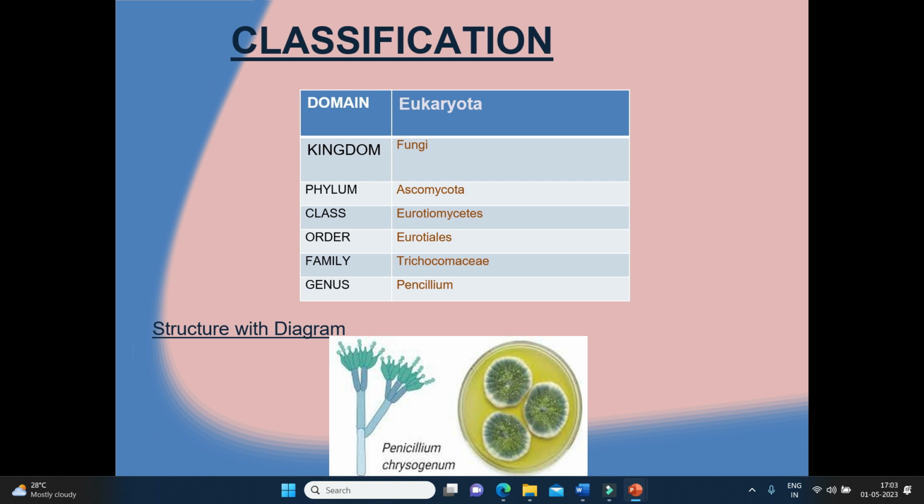than Penicillium notatum. So when we see the classification of fungi, it falls in the domain Eukaryota, kingdom fungi, phylum Ascomycota, class Eurotiomycetes, order Eurotiales, family Trichocomaceae, and genus Penicillium. So when we start to see the structure, next slide.